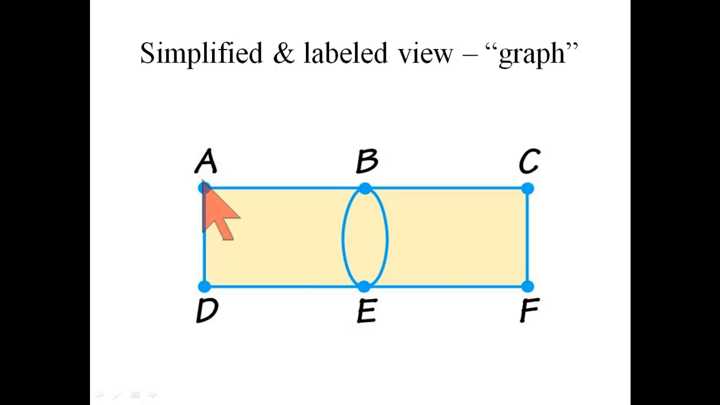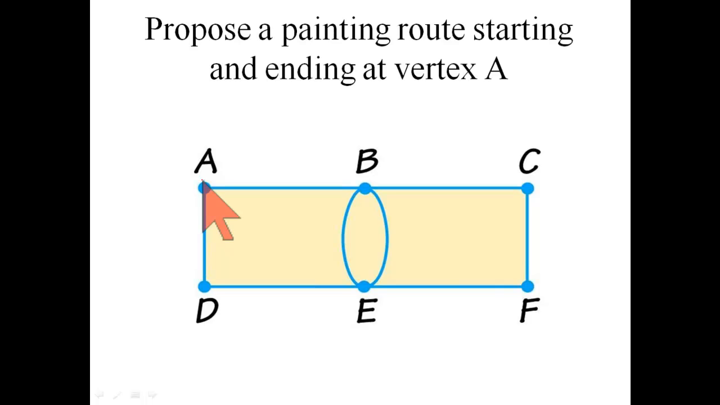Now, I propose that we decide to start at vertex A, and by the way, the dots on a graph like this are called vertices, and the connections between the vertices are called edges. They can be drawn straight, as some of them here are, or curved. It doesn't matter.